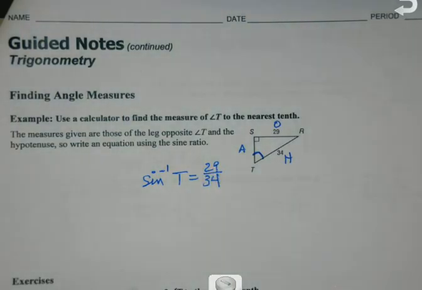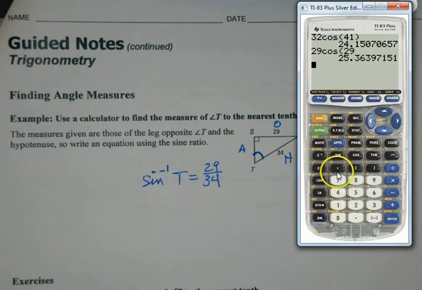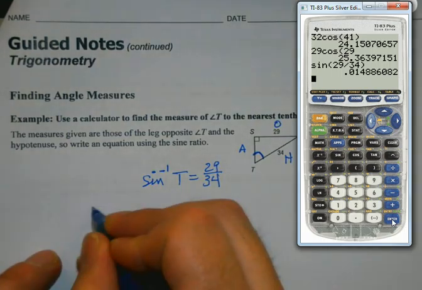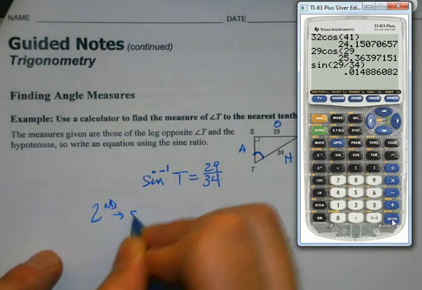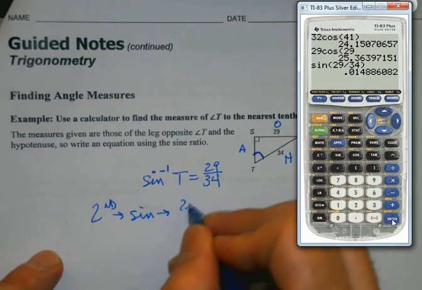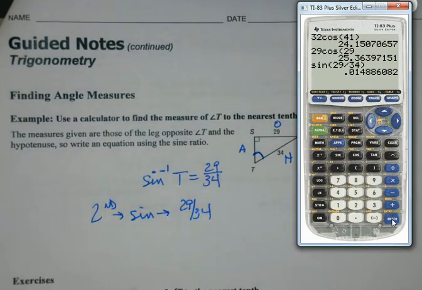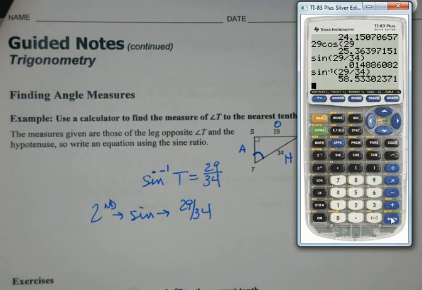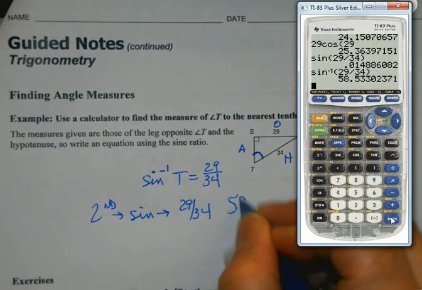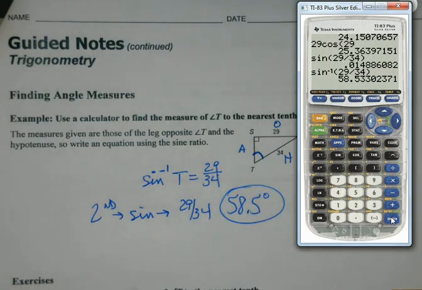When I'm looking for an angle, I can't just press 29/34 into the calculator. Because if I just did sine 29 divided by 34, that doesn't make any sense as an angle, 0.01. So we're going to have to do second sine and then plug in my fraction. Okay? So second sine 29/34. Then it'll give me my angle. And again, we're going to go to the nearest tenth right now. So that gets me to 58.5.